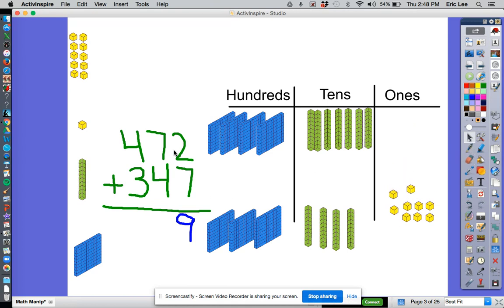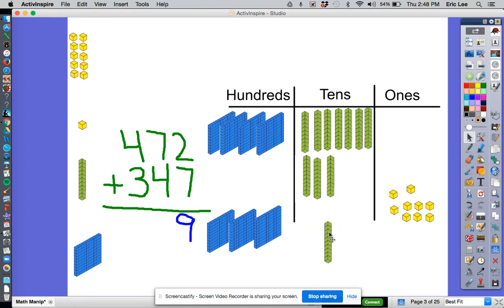And I'm going to add my tens. So I go next door. I've got 7 plus 4. 7 plus 4 I know is going to be 11. So let's add that here together. I've got my 7 tens up here. I'm going to add 4 to it. So 7, 8, 9, 10. So I just made 10 tens. That's 100. And then 11. So I have 11 ones.